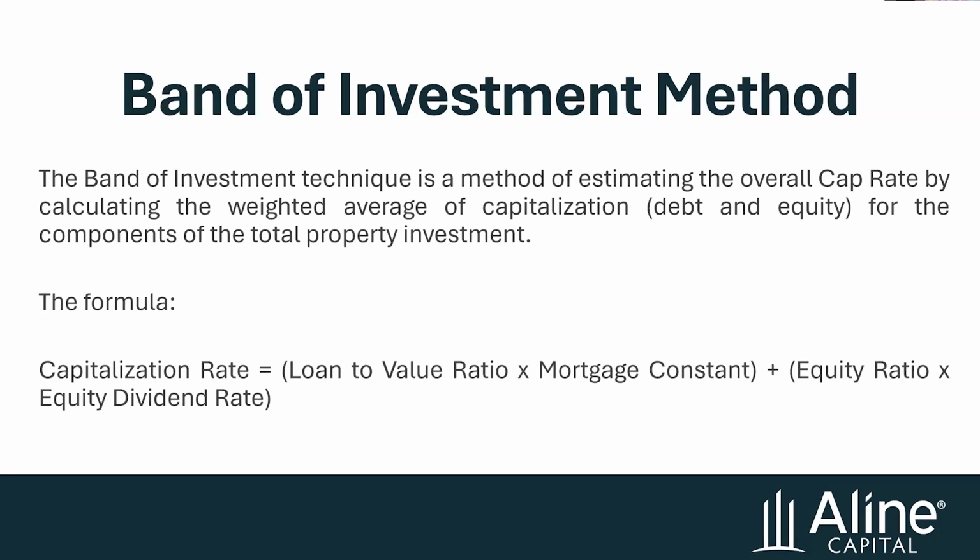So when looking at this and solving for this, I look to the band of investment method formula. The band of investment technique is a method of estimating the overall cap rate by calculating the weighted average of your capitalization, your debt and equity, for the components of the total property investment. The band of investment method is also what appraisers use to determine cap rates on deals. If any of you have ever read an appraisal, an appraiser typically uses 3 different methods to determine their cap rate. And while this is their formula for cap rate, if you decode the formula and back into it, you can solve for an equity component of it, which is what we're doing here today.